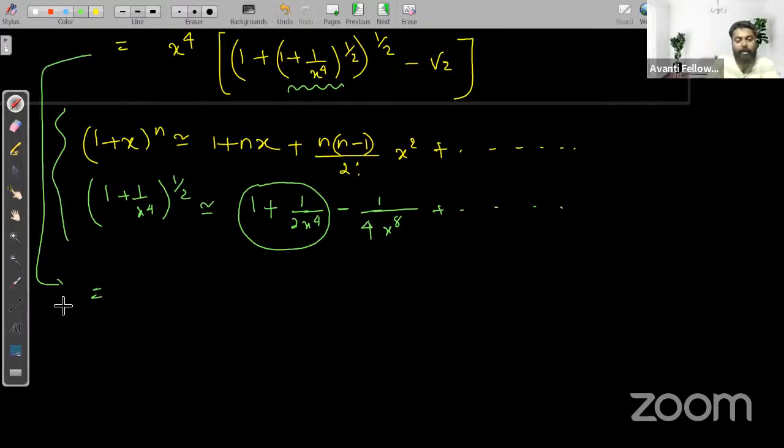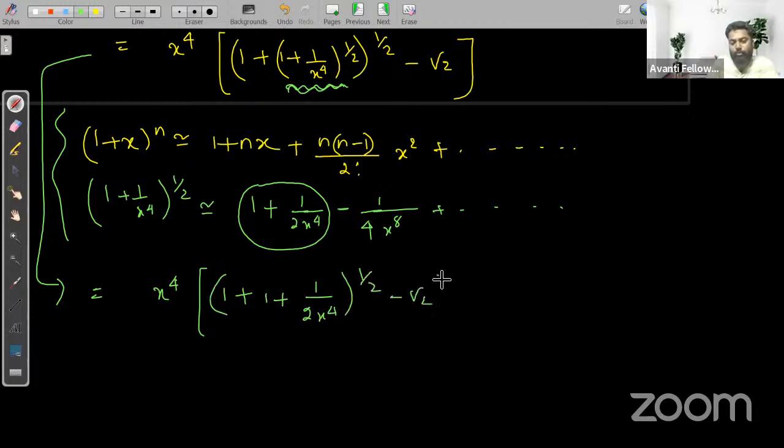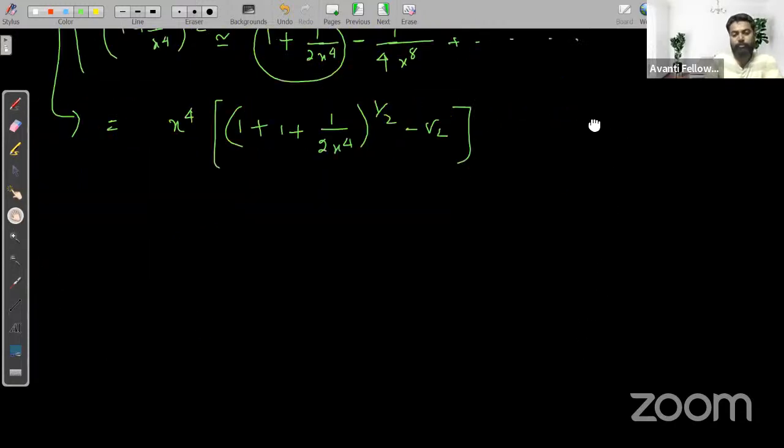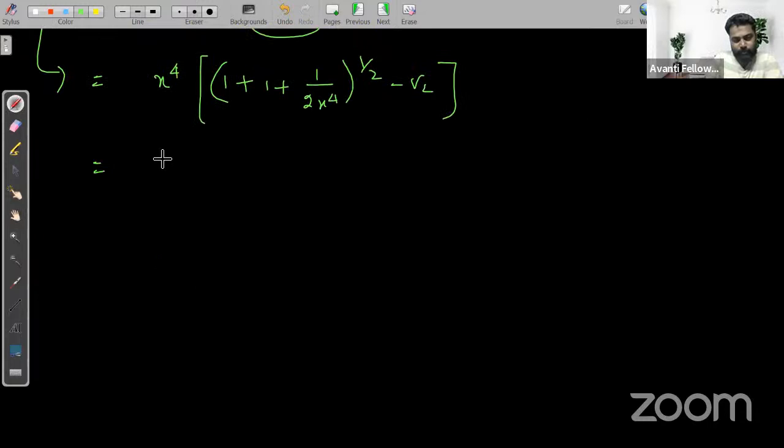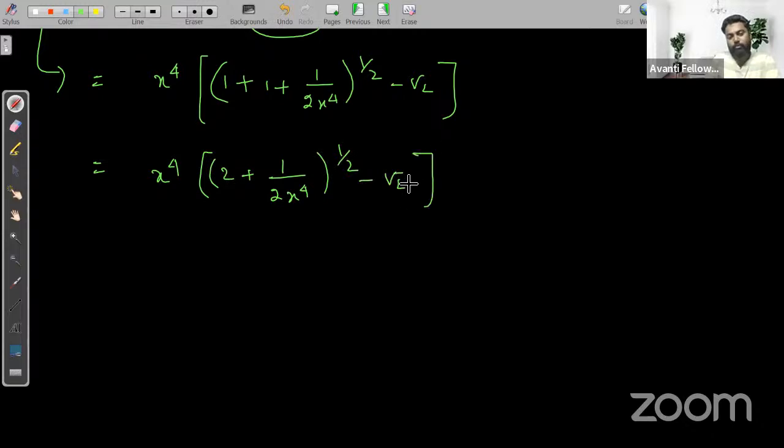After this, I am getting x to the power 4 into 1 plus, in place of this, I'm writing 1 plus 1 by 2 into x to the power 4 whole to the power 1 by 2 minus root 2. I'm taking this one, right? So now also you can see x to the power 4, this becomes 2 plus 1 by 2 into x to the power 4 whole to the power half minus root 2. See, again you need to use a binomial approximation to evaluate the limit, right?